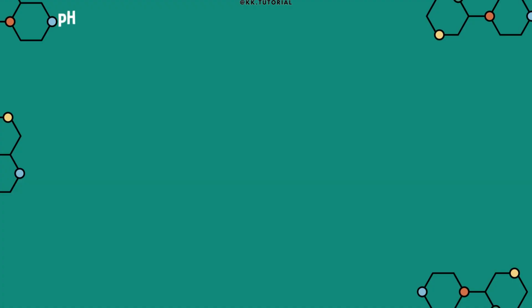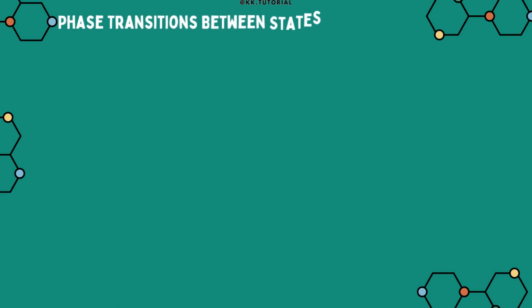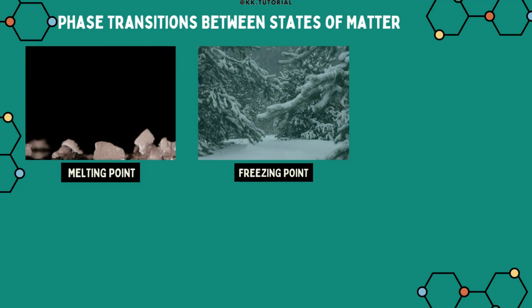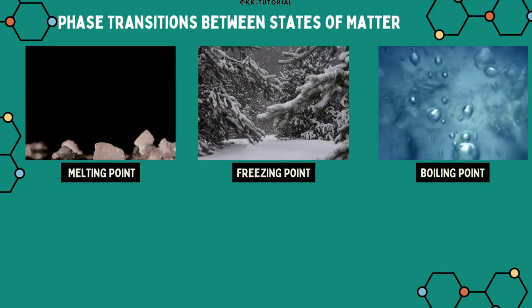Now we'll study about the phase transitions between states of matter. My dear students, have you wondered why substances change form? Changing states of matter occurs when matter loses or absorbs energy. These are mainly differentiated into three types: melting point, freezing point, and boiling point.